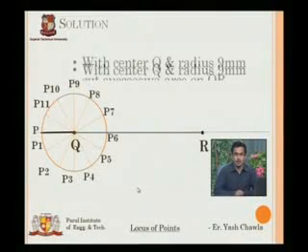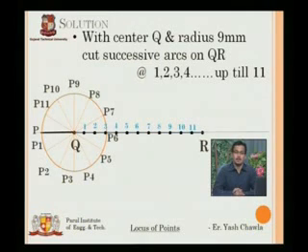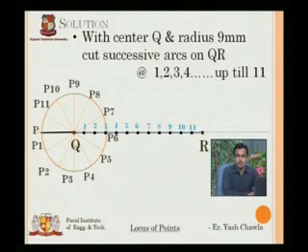Okay, let's move on. So with center equal to Q and radius equal to 9 mm, I'll cut successive arcs starting from Q and moving on up till R. I've taken points instead of arcs to make the figure more clear, but you should make arcs, not points. So 1, 2, 3, 4, 5, 6, 7, 8, 9, 10 and 11 denote the points that are there on the circle. So now you can see each point corresponds to a particular point.